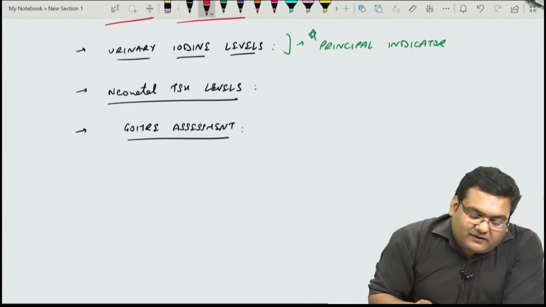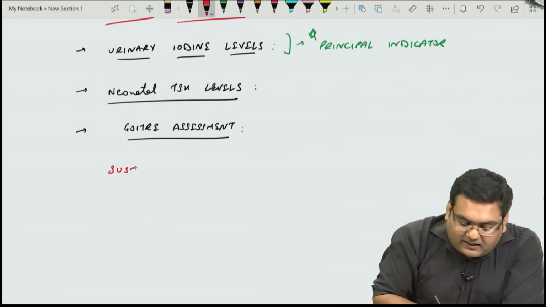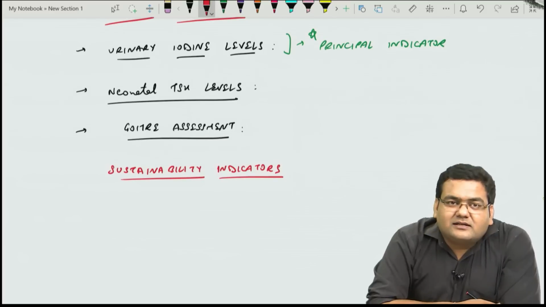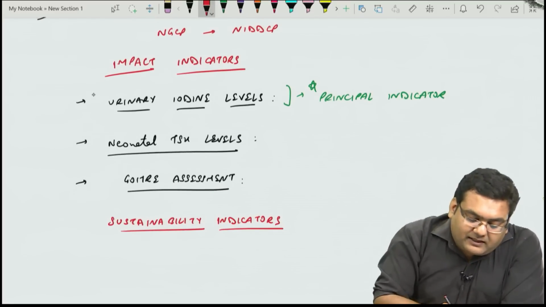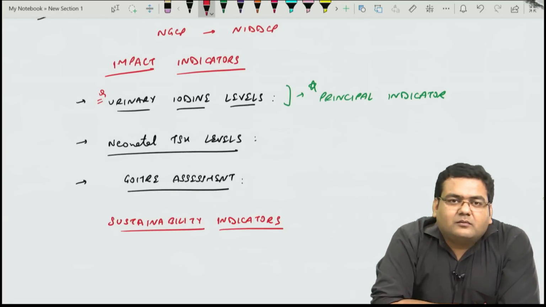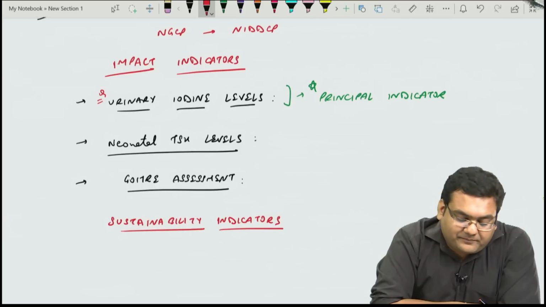Other indicator which is seen is sustainability indicators. Which we don't need to go in detail, just important is impact indicators, among which urinary iodine level forms the most important indicator, also called as the principal indicator in the program.